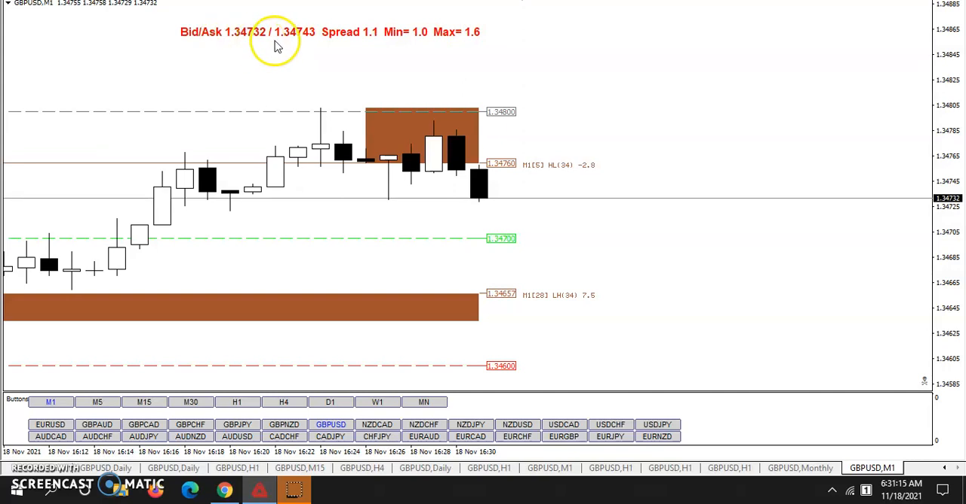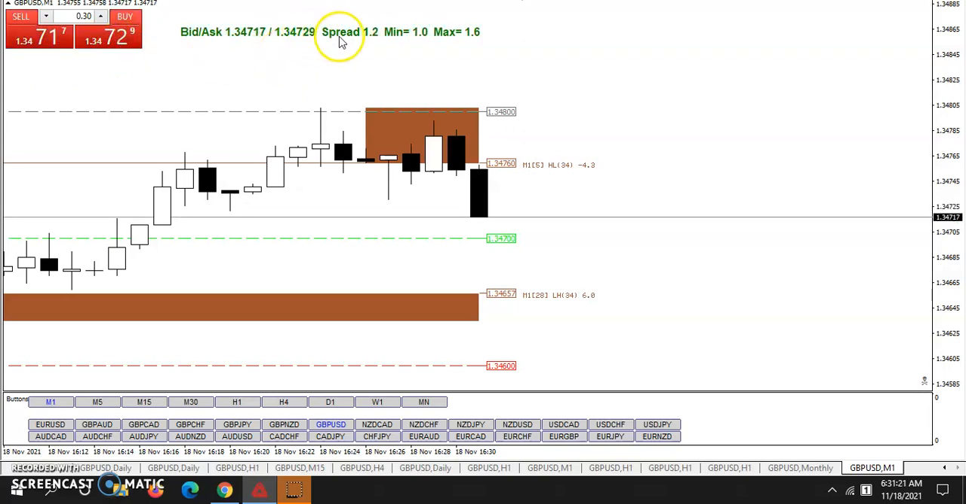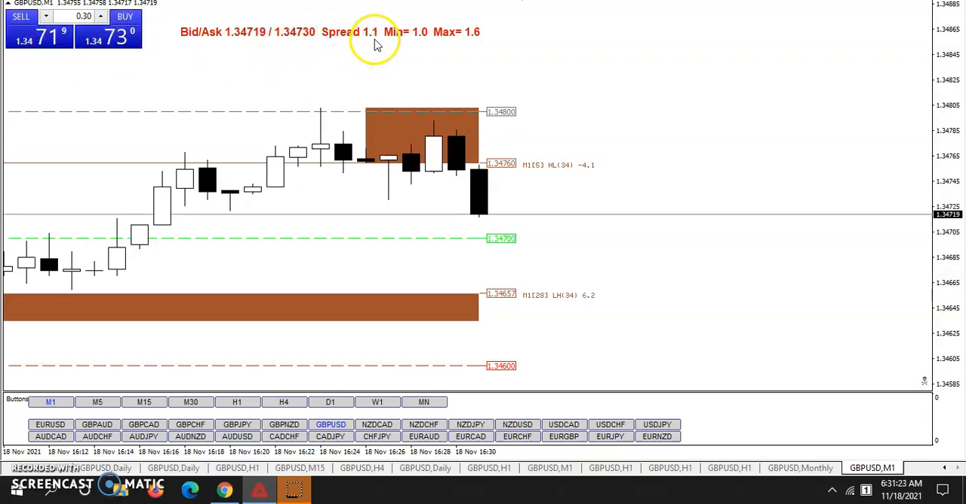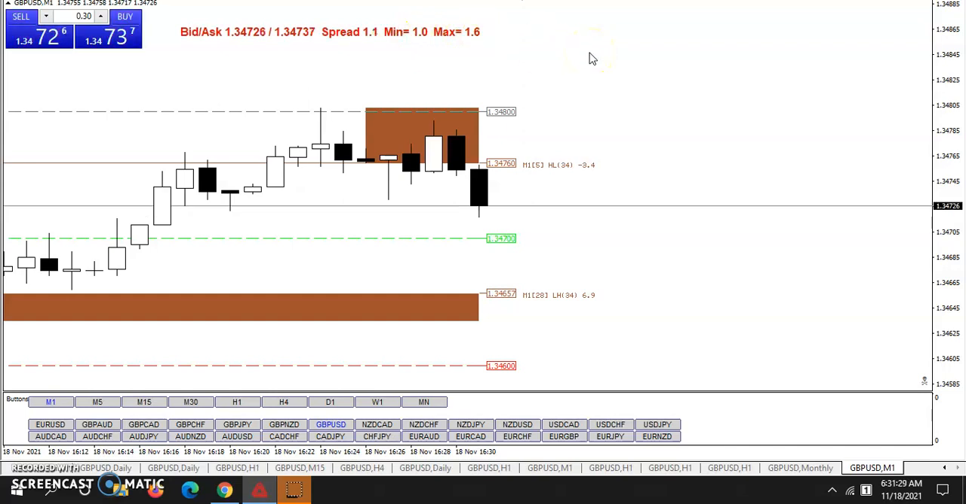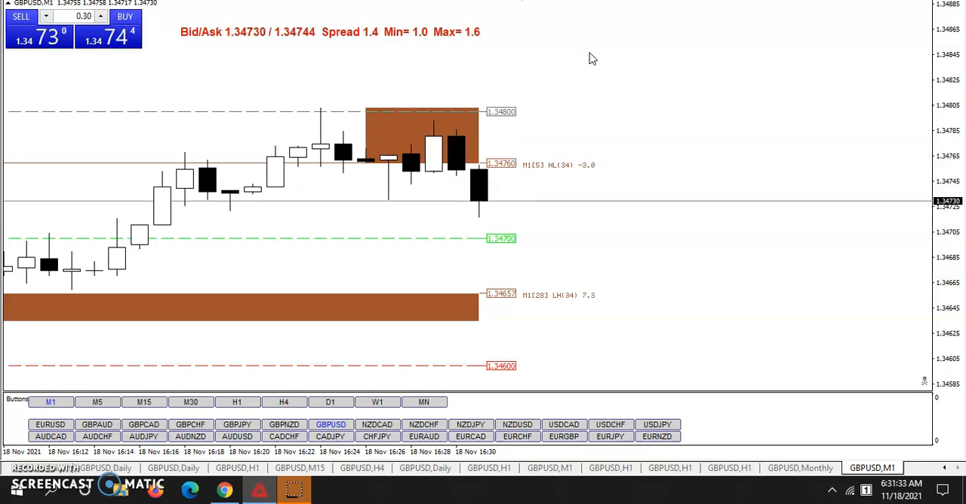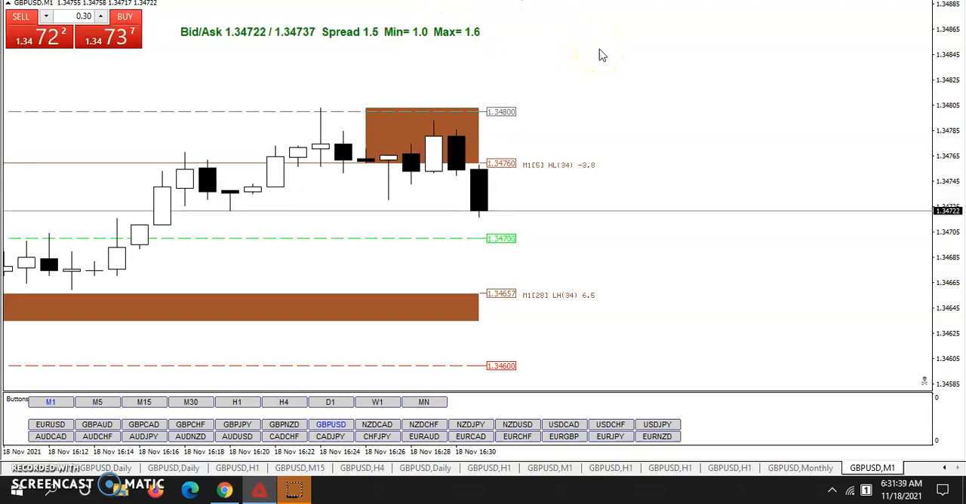But it tells you what the bid and ask are, same as if you hit the Alt-T button. Tells you what the current spread is, and then the minimum spread that it's seen and the maximum spread that it's seen. And how this can help you is if all of a sudden this turns magenta or whatever alert color you choose, you know something out of the norm, out of the usual is happening.